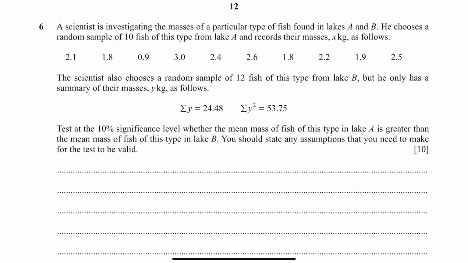Question 6. A scientist is investigating the masses of a particular type of fish found in lakes A and B. He chooses a random sample of 10 fish of this type from lake A. So this would be the number, they call it X, so it's the number of samples for X. The scientist also chooses a random sample of 12 fish of this type from lake B, but it only has the summary of their masses, y kg. So this would be the number of y.